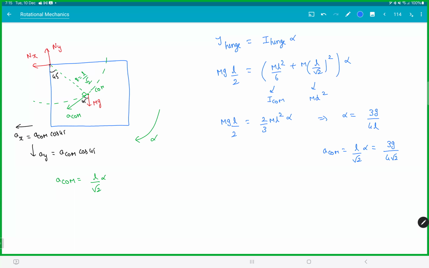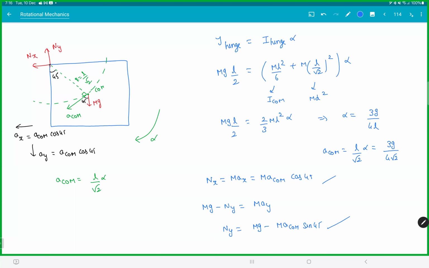Adi, I think where did you mess up? You got an extra 2. Check it out. Once you got this, next thing, force equation, horizontal direction, Nx is equal to m a x, which is m a com cos 45. Mg minus Ny is equal to m a y. This would be mg minus m a com sine 45. I will leave the equations to you. You can solve. You'll get Ny from here, you'll get Nx from here.